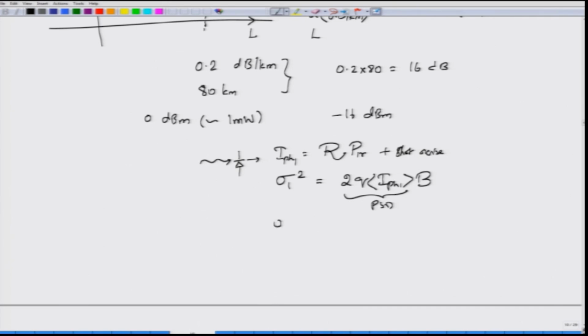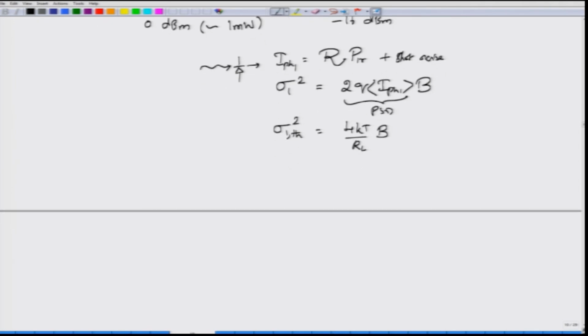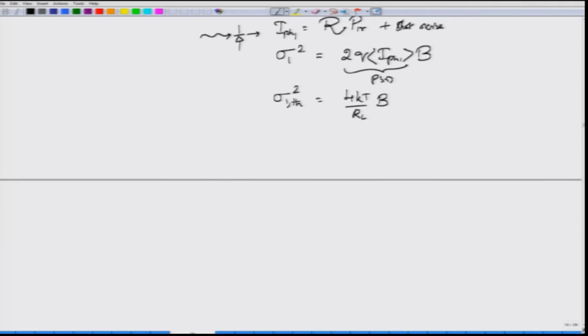There will be thermal noise as well. So, when you have sigma 1, there will be thermal noise. Assuming that this is across the load resistor, what would be the thermal noise component? It is 4kT divided by RL into B, right. This is the current noise variance that we are looking at. So, the spectral density is completely independent of what the received optical power is.